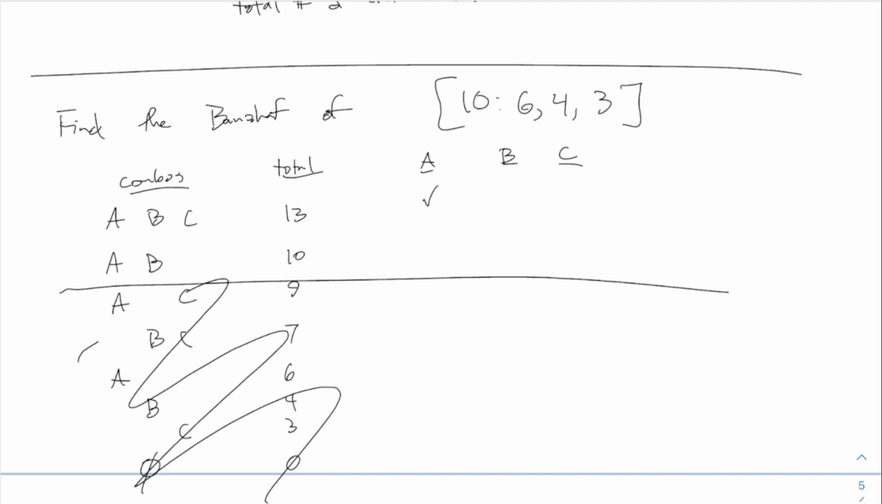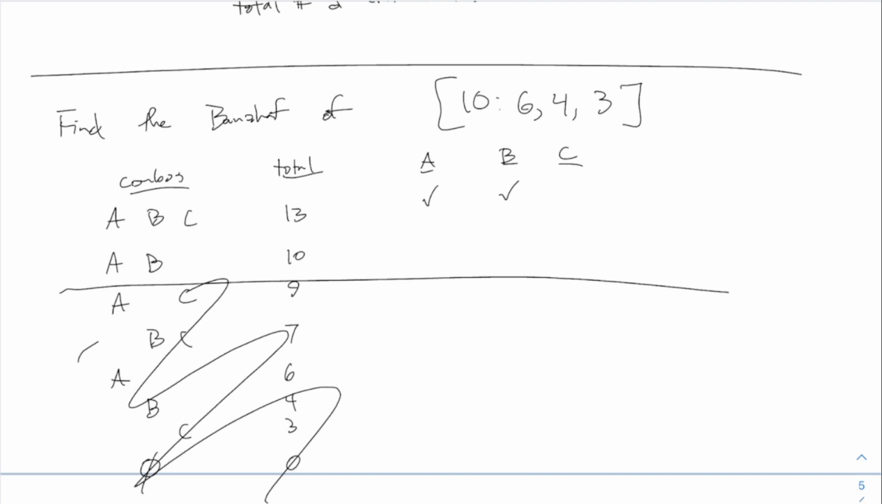I think pretty much everybody said that as I was walking around. B also is critical because if I took away 4, then this goes down to 9, which is not enough anymore. So B also is critical. But the C is not. That's because the total is 13. If I give up 3, I still make it to 10, which still makes it to the quota. So the C is not critical, so I'm not going to put a check right there.